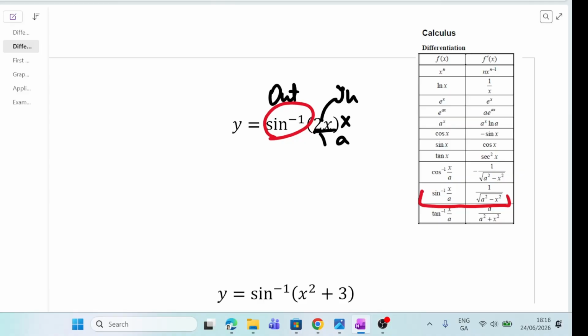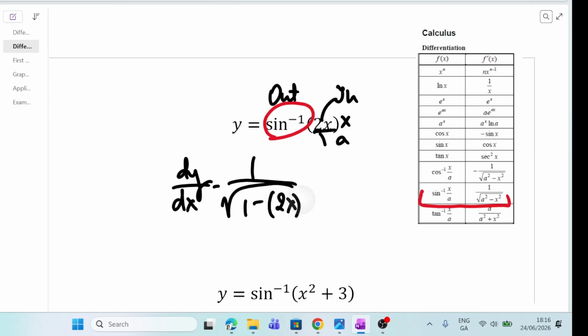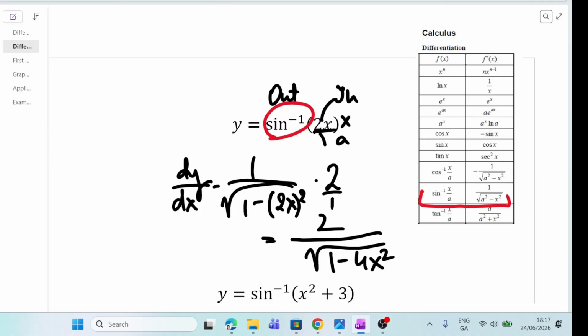Let's differentiate that, follow the rule. So the derivative of that will be dy over dx is equal to 1 over, my a is 1, so it's square root of 1 to be squared, so it's 1 minus my x, which is 2x, to be squared, and then we multiply that by the derivative of inside, which is just 2. And then when we multiply that out, we get the following. 2 will be on the top, and then square root of 1 minus 4x squared at the bottom.